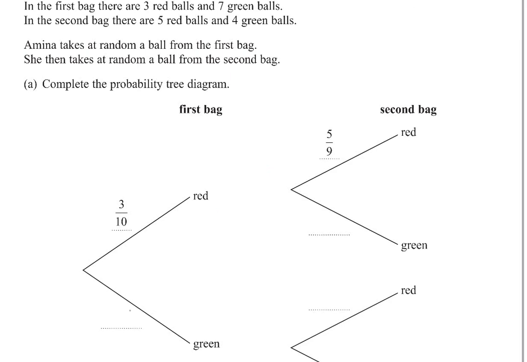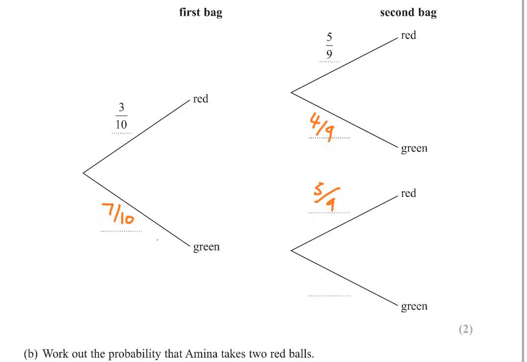So, in the first bag, there are 7 green balls. So that means this is 7/10. Okay, in the second bag, there are 5 red balls and 4 green balls. So that means this is going to be 4/9. And this is also going to be 5/9. And finally, this is 4/9. So basically, because it's a different bag of balls, the probabilities aren't changing from choice to choice.